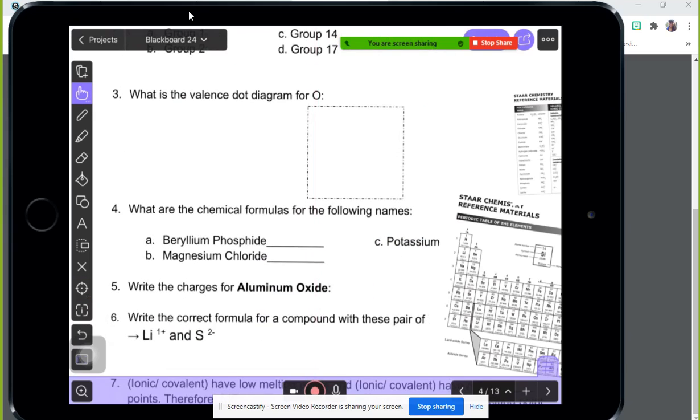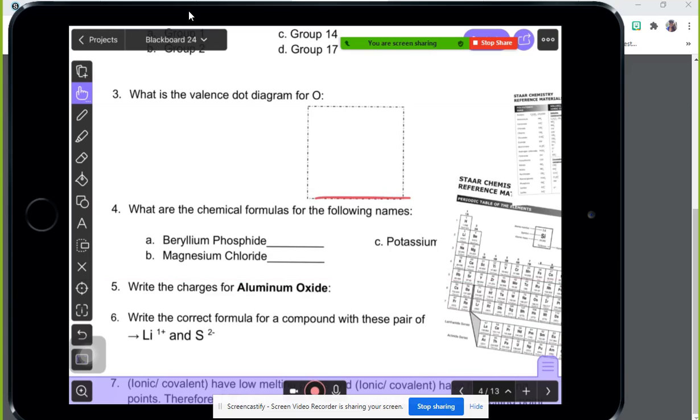The next one on the review. So if you are working on your computer for this question, right here, if you double click that box, it'll bring up Google Drawings and you can draw it in, okay? Just so you guys know. All right, so for this one, I'm not going to show you oxygen. I'm going to show you, let's do fluorine. Because if I do oxygen, that's too easy.